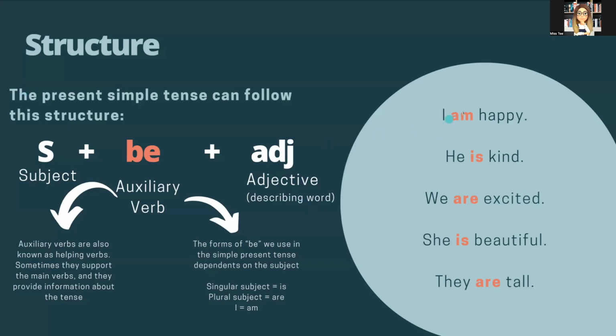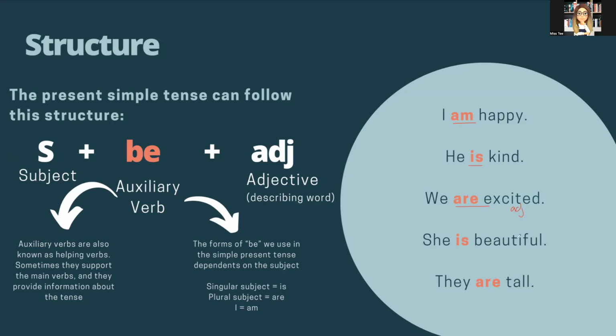Let's look at some of these examples over here. So we see our special case, I am happy. He, singular, is kind. We are excited. So here we have are because we is plural. Excited is an adjective because we're following this form up here: subject, form of be plus adjective. So excited is an adjective. Even though it ends in ed, it's an adjective.